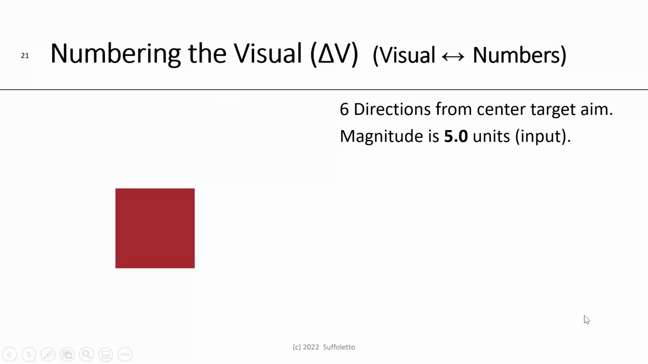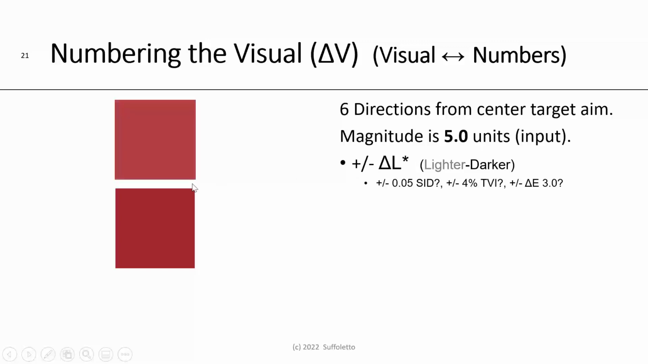Now, whatever you see, you should be able to think about its numerical value. And whatever the numerical value is, you should try to be able to visualize what it looks like. So here I have a standard of reference, a target and aim. It's a dark red, maybe a burgundy. And what I want to do is change its color in 6 directions by 5 magnitude units, the input. So we can change the L star by plus or minus 5 units. Think of that as density or delta E. So this is lighter, that's darker.